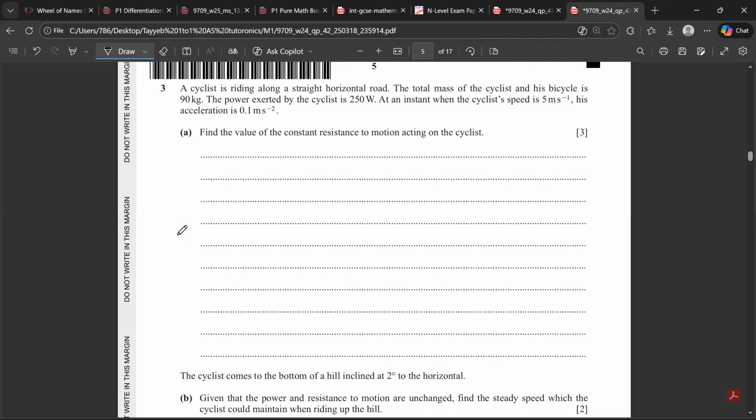A cyclist is riding along a horizontal road. The total mass of the cyclist and his bicycle is 90 kg. Let's draw a diagram so I can visualize things easily. That's a cycle. Its mass is 90 kg, weight is 90 g Newton. The power exerted by the cyclist is equal to 250 watts. At the instant when the cyclist's speed is 5, his acceleration is this.